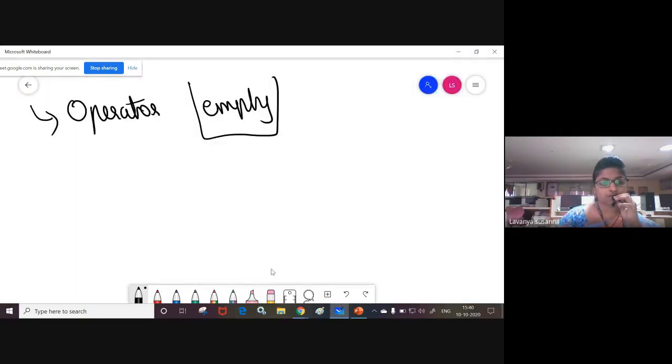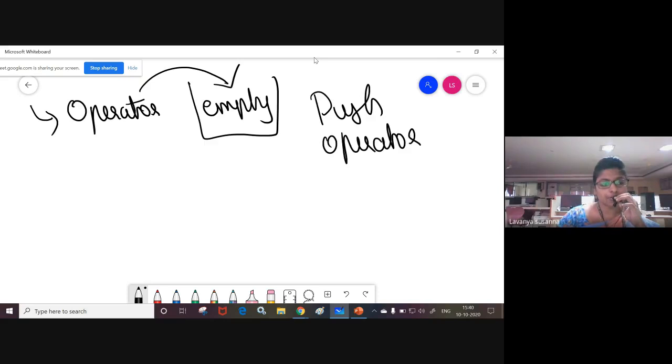Very good. A few of these students answered, yes, you need to push the operator. Push means insert the operator into the stack.